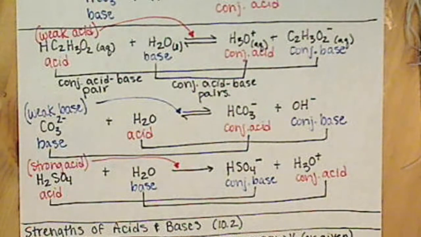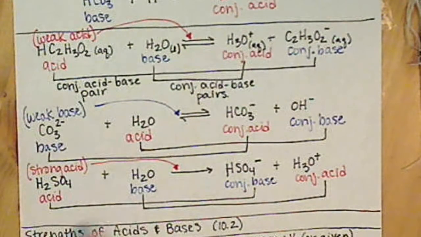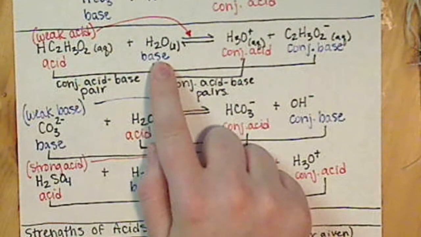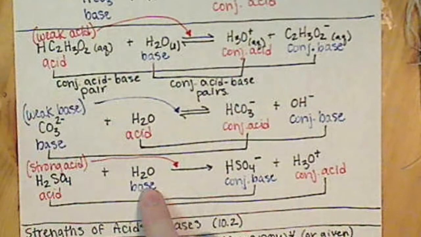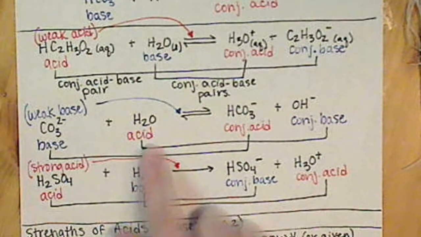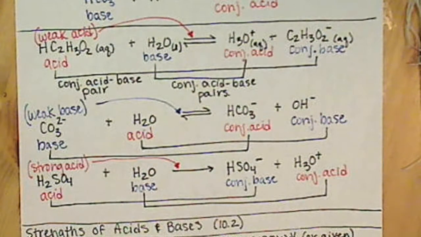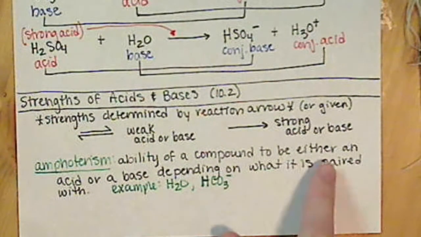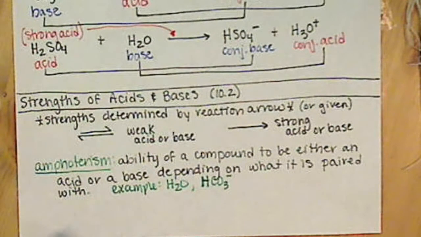So these were just three examples of looking at the chemical equations for acids and bases, so our acids or bases interacting with water. One thing hopefully you've noticed is that water acted as a base in two of the examples, but acted as an acid in another. This property of being either an acid or a base, depending on what it's mixed with, is called amphoterism, which was covered in section 10.2. So it can be either an acid or a base, depending on what it's paired with.